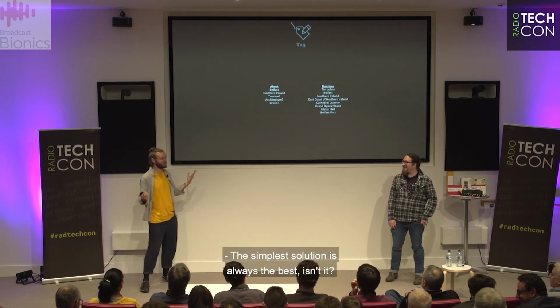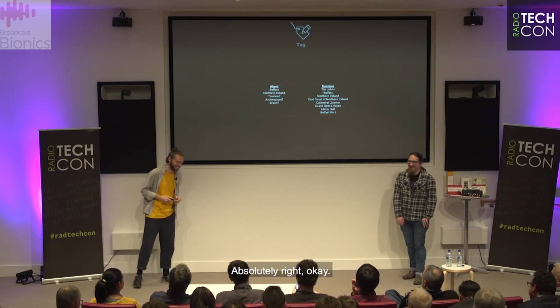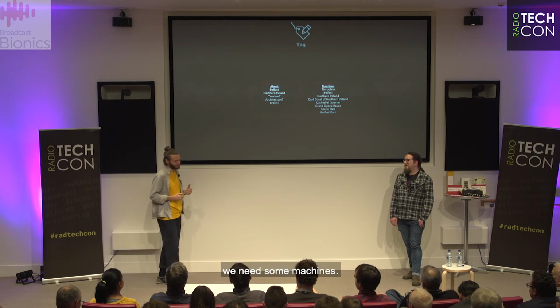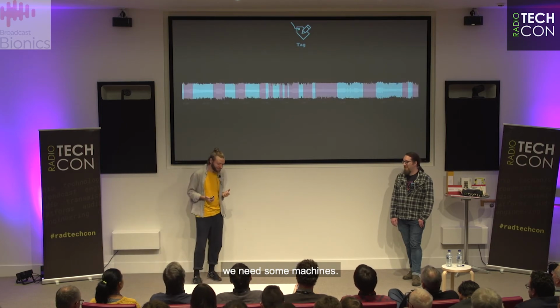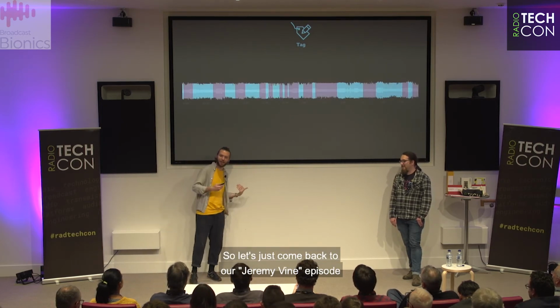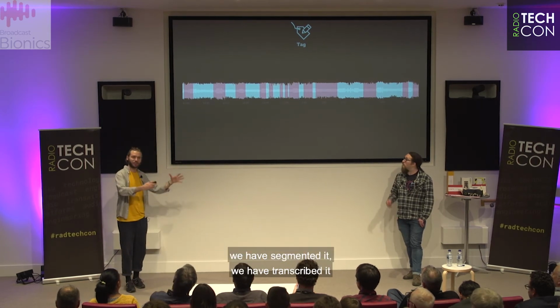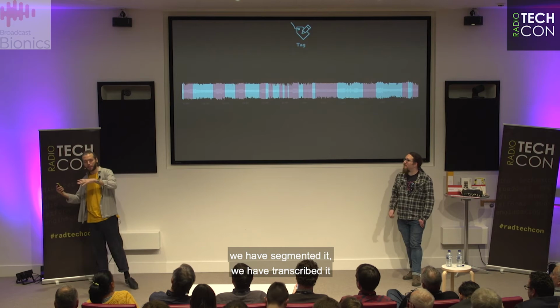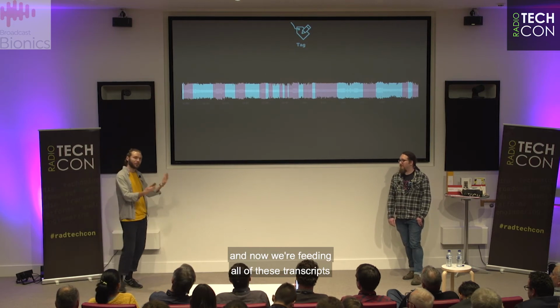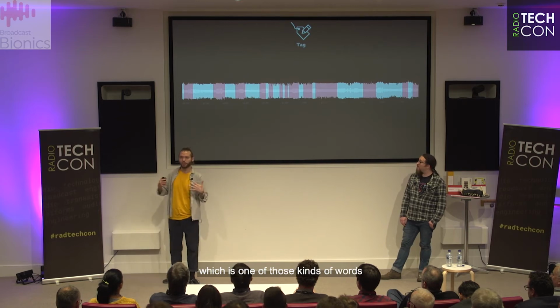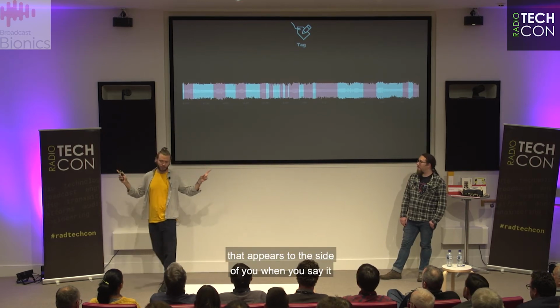Then the simplest solution is always the best, isn't it, Paul? Absolutely right. Okay. Humans, unfortunately, can't quite do this at scale. We need some machines. So let's just come back to our Jeremy Vine episode. And for the final part of this, we have segmented it, we've transcribed it, and now we're feeding all of these transcripts through our entity extraction engine, which is one of those kinds of words that appears to the side of you when you say it.